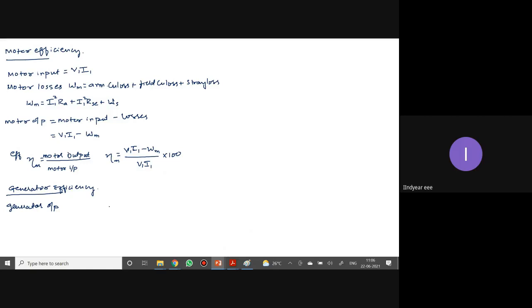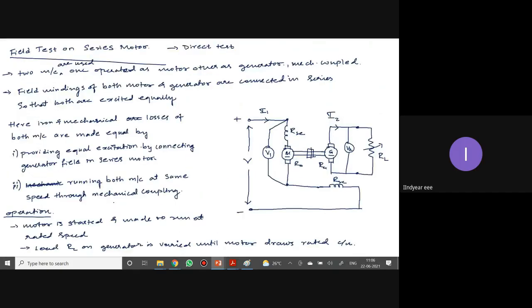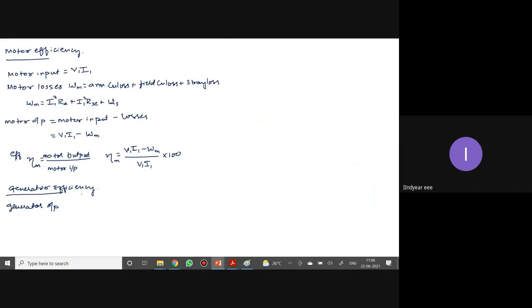Yeah. So the output of the generator is across the load. The current through the load is I2. The current of the generator is I2. Voltage across the generator is V2. So generator output is V2 I2. Okay. Then losses in the generator, or generator losses.